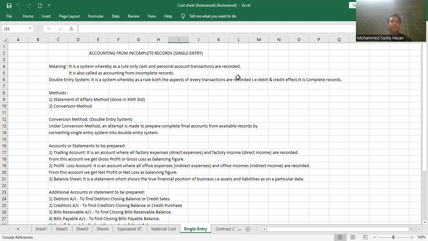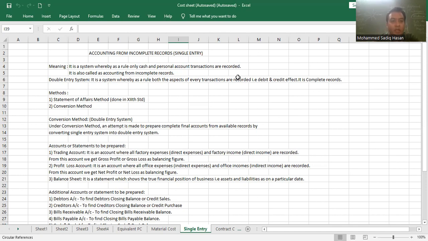Because for an entry to be complete, we need to record both the aspects, that is debit as well as credit. So now we are going to study the double entry system, which is also called accounting from complete records. Previously, it was incomplete. Now it is a complete record because we are converting the accounting from incomplete to complete record, which is also called the double entry system. This is clear? So now we have to be more holistic, covering everything rather than just covering one aspect.